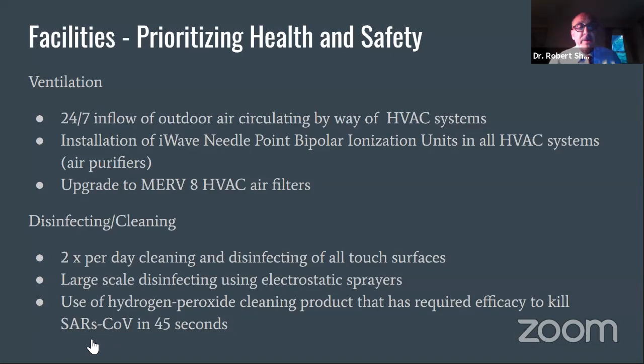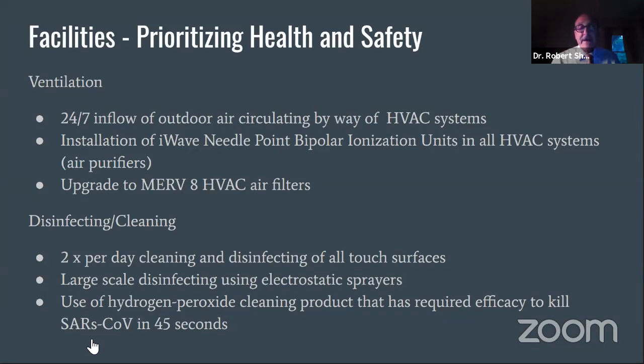Through the board's support, we purchased the iWave needlepoint bipolar ionization units. These are state-of-the-art air purifiers that are designed to pull pathogens out of the air, to deal with any kind of particles in the air, and to ensure that we have consistent, fresh, and purified air in all areas. And so our staff were able to complete full installation of these iWave needlepoint bipolar ionization units in all of our school buildings. It was a Herculean effort to get them up and running.